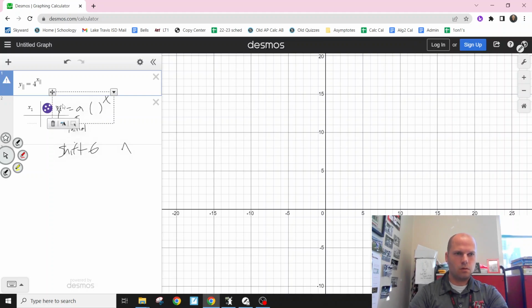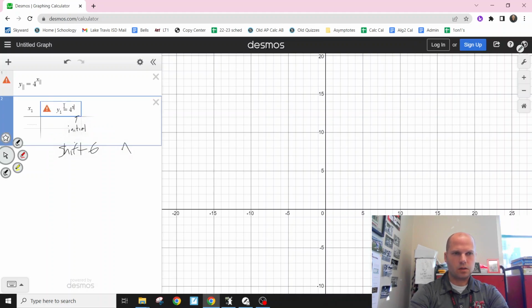You can just go 4 to the x. I think that works. No? Not sure how to pull up that table.